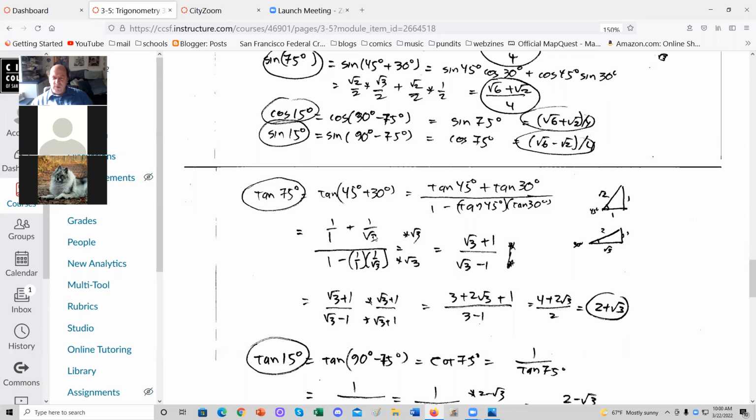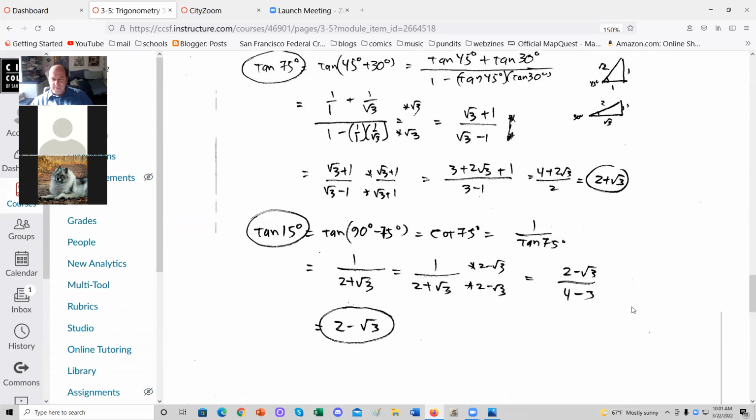1 over 1 plus 1 over root 3, all that over 1 minus 1 times 1 over root 3. Multiply top and bottom by root 3. After some denominators cancel out, you get root 3 plus 1 over root 3 minus 1. Now to simplify this, we'll rescale, multiply top and bottom by the conjugate of the denominator. This is root 3 minus 1, so we'll rescale by root 3 plus 1. And after a bit of arithmetic, we get 2 plus root 3.